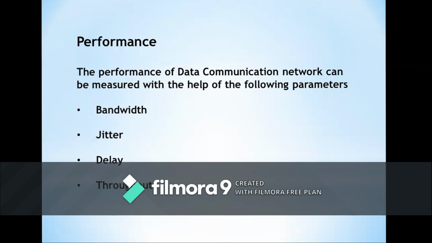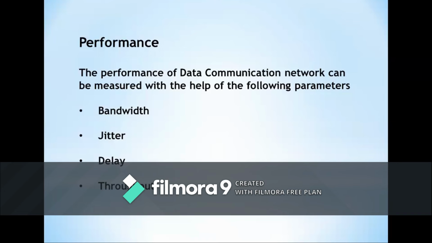Next point is performance. The performance of a data communication network can be measured with the help of the following parameters. First is bandwidth, second is jitter, third is delay, fourth is throughput. So first is bandwidth. We can define two different bandwidths, signal bandwidth and channel bandwidth.